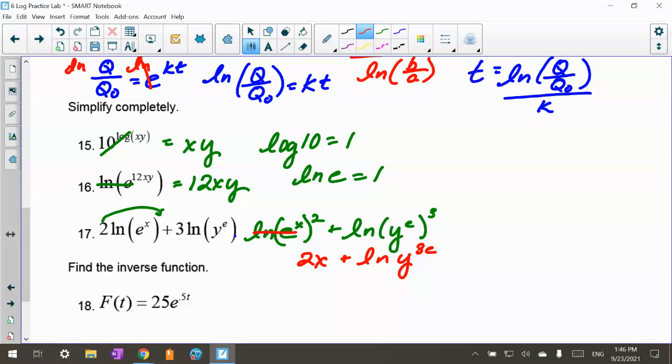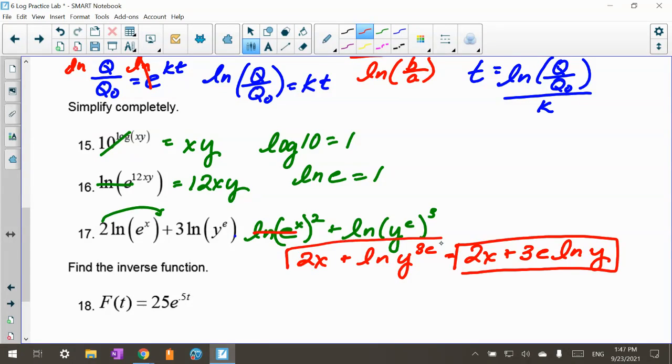And there's really no other way to write it except to bring that 3e back down here. So I could write it this way, 2x plus 3e natural log of y. You could write it this way, or I would accept this as well, because it's just having you simplify it. This is more expanded, but they both work quite well.